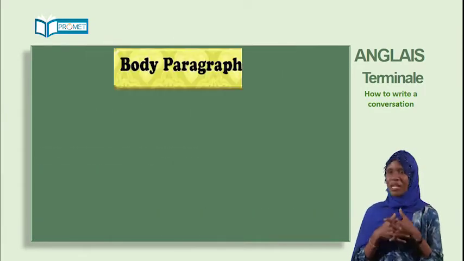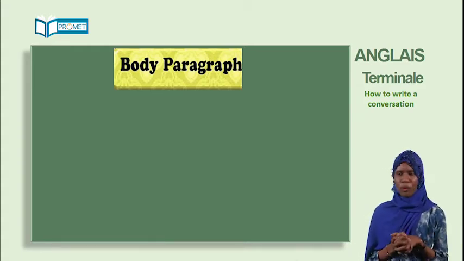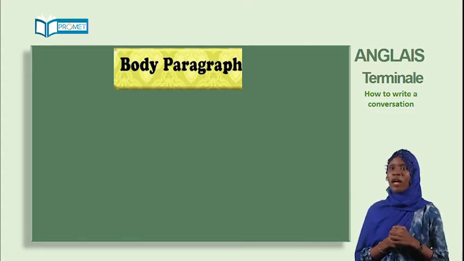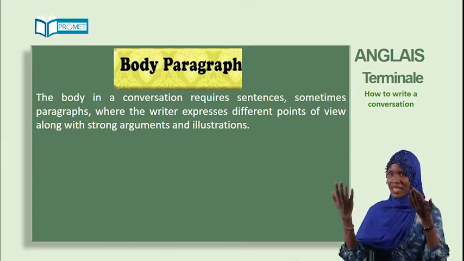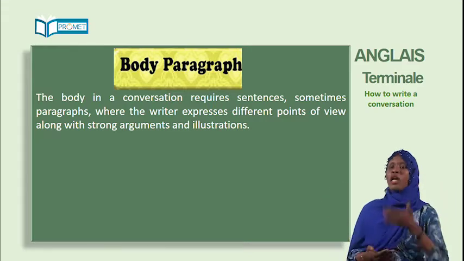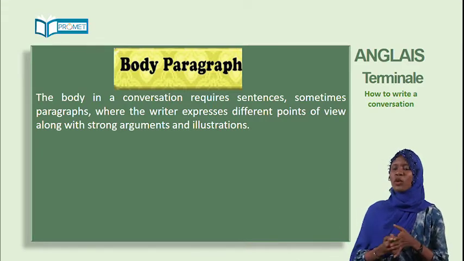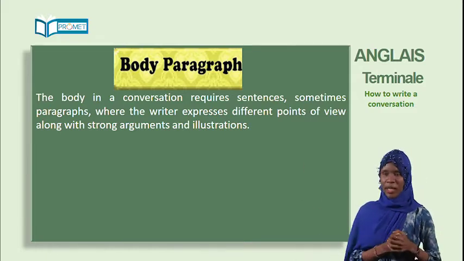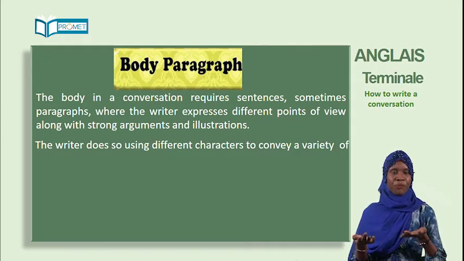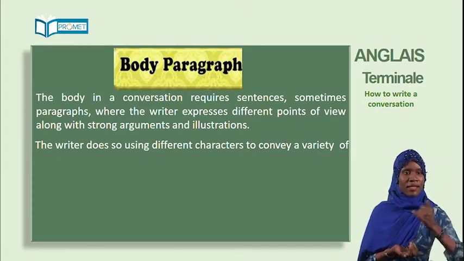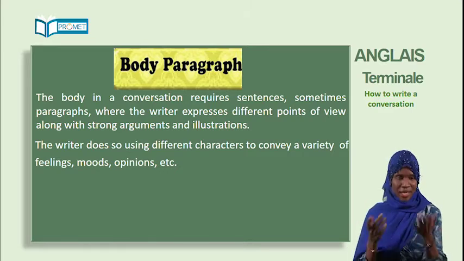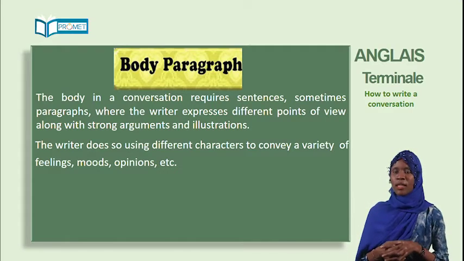Now, let's deal with the body paragraph. What about the body? What do you generally need in a body paragraph? Yes, Marietu? In a body paragraph, generally, we need sentences. Excellent. Paragraphs, good. Where the writer expresses different points of view, along with strong arguments. Very good. And when you have arguments, you also need what? Illustrations. Great. Good. So, the writer does so using different characters. To do what? Yes. Pierre-Marie? To convey a variety of feelings, moods, opinions, etc. That's it. Well, what else?